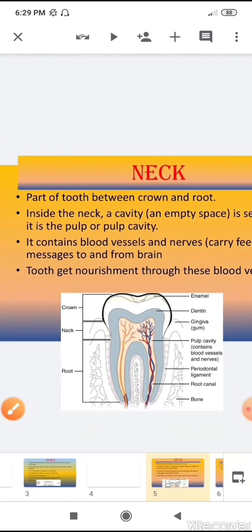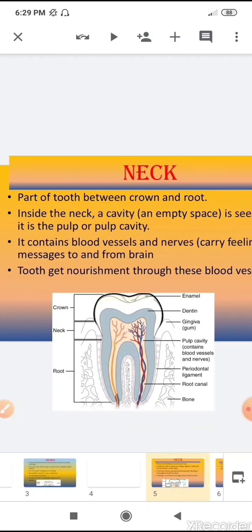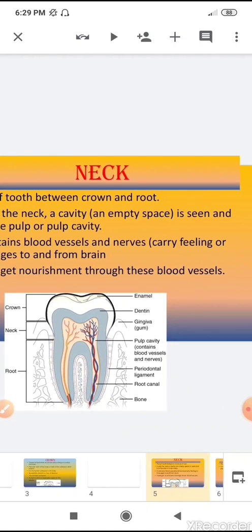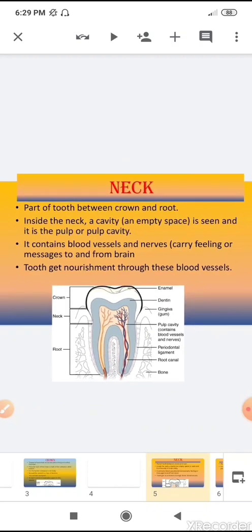It contains blood vessels and nerves. Blood vessels are pipes which carry the blood to your whole body, and nerves are also like pipes, thread-like structures which carry feeling or messages from a part of your body to the brain and from the brain to that part of your body.